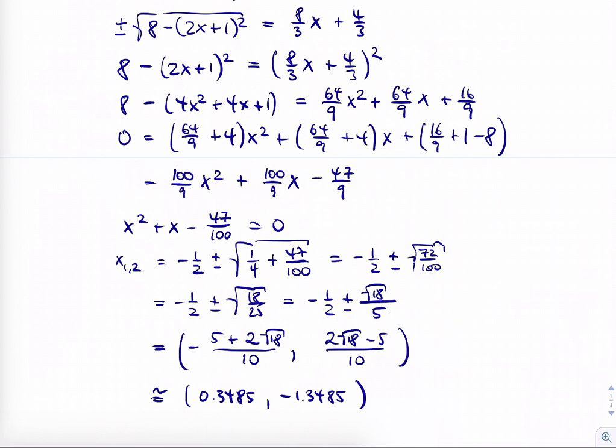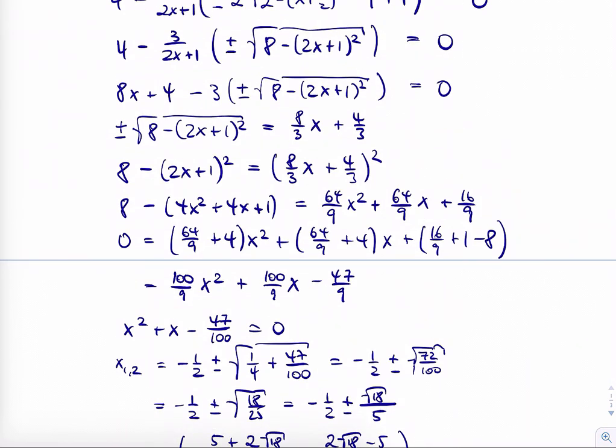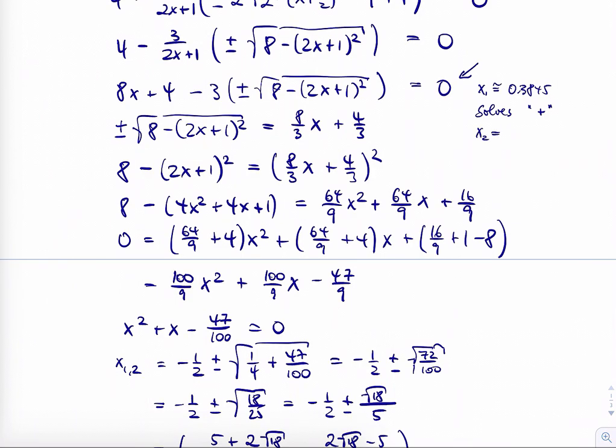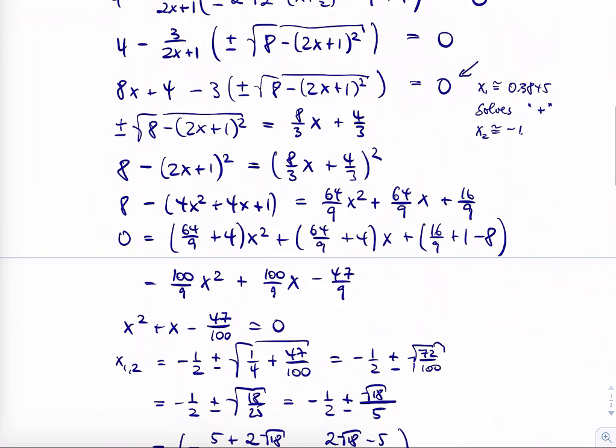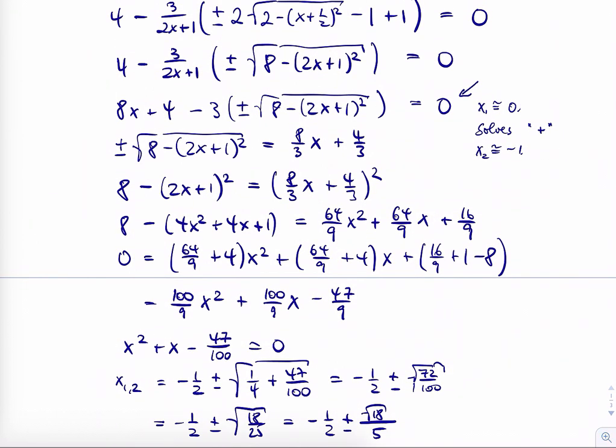Can go back into my original equation here, into this one, and then you can convince yourself that x1, roughly equal to 0.3485, solves the plus case of the square root. And x2, roughly equal to minus 1.3485, solves the negative part.